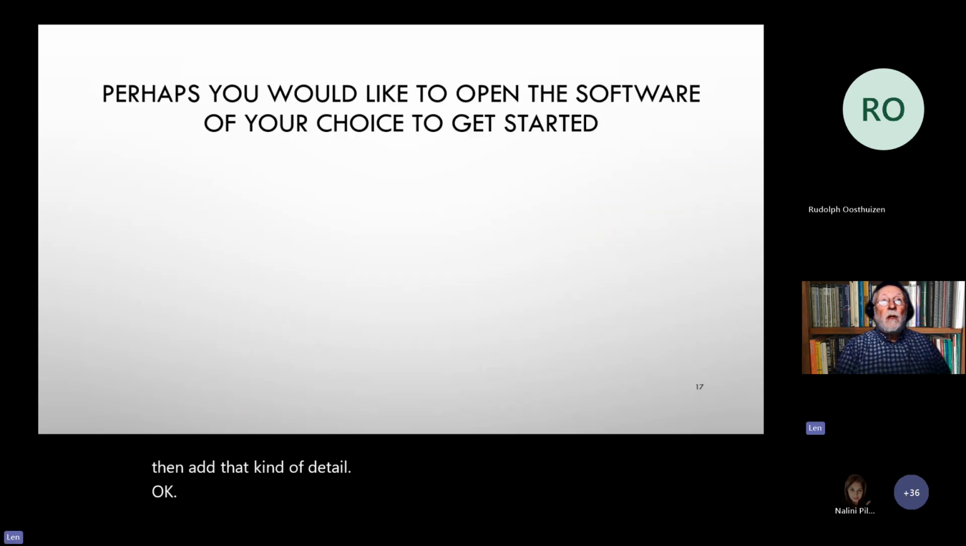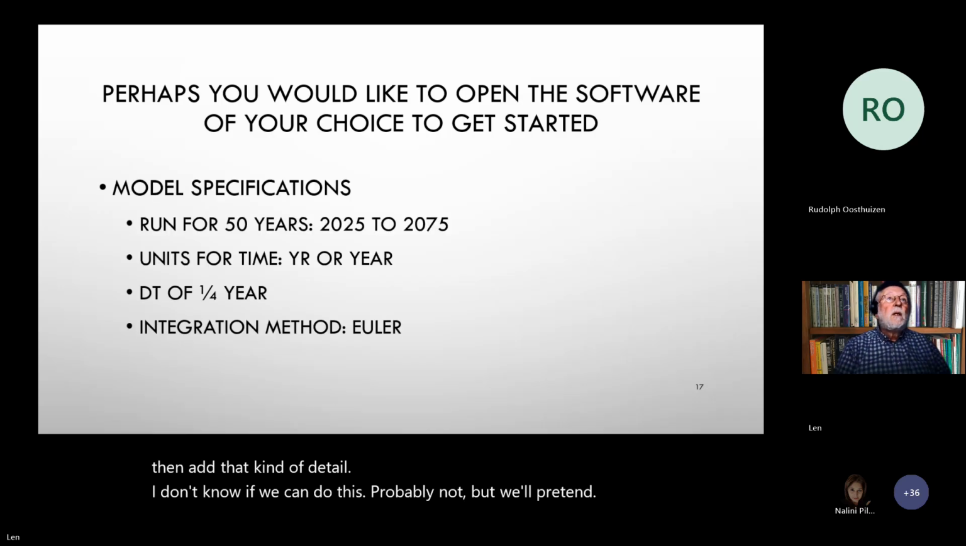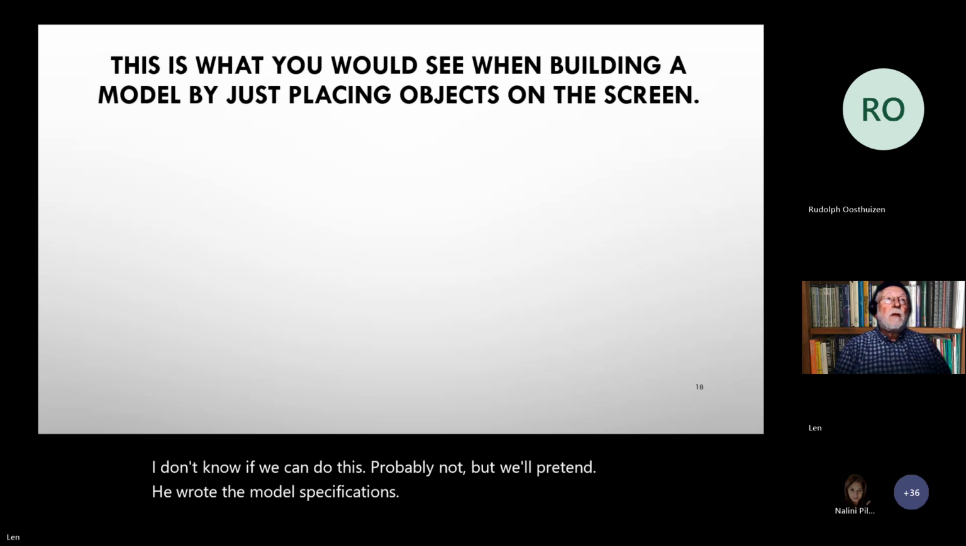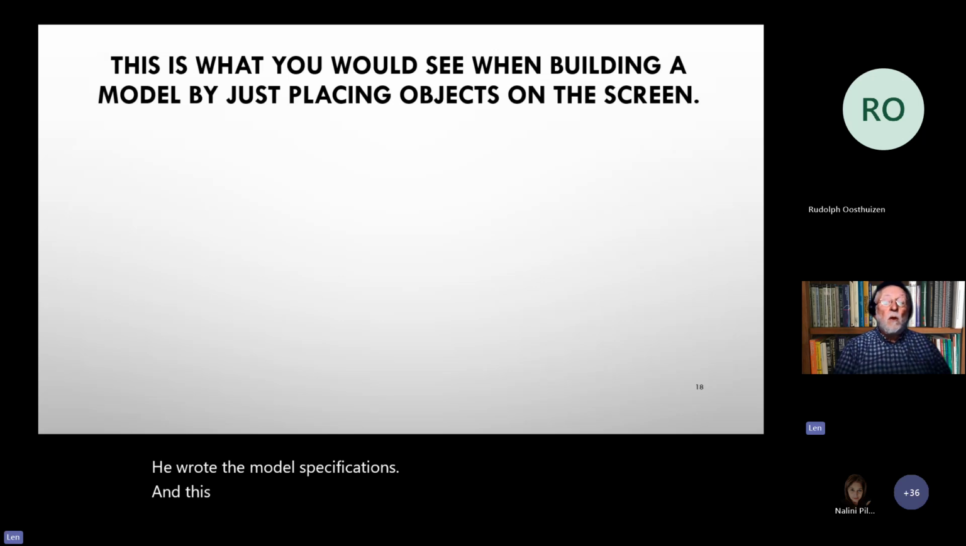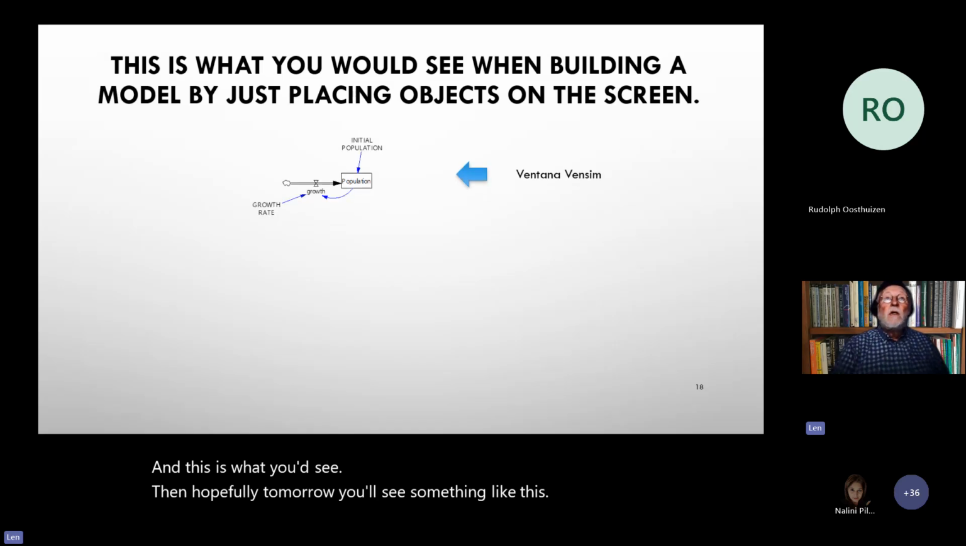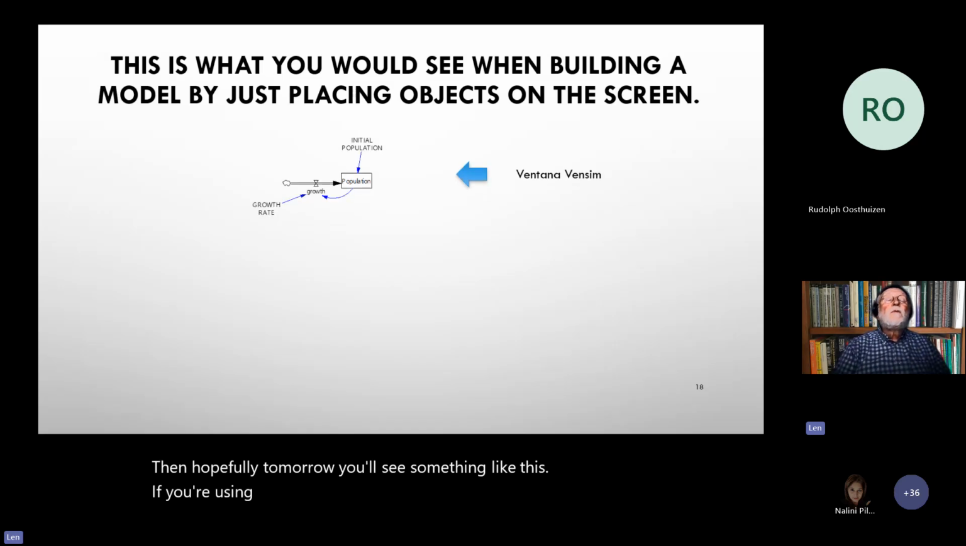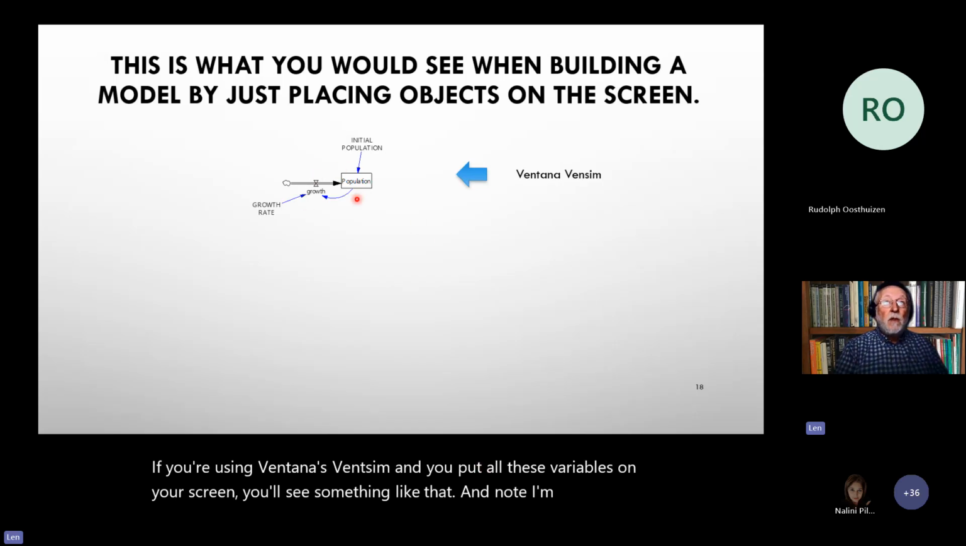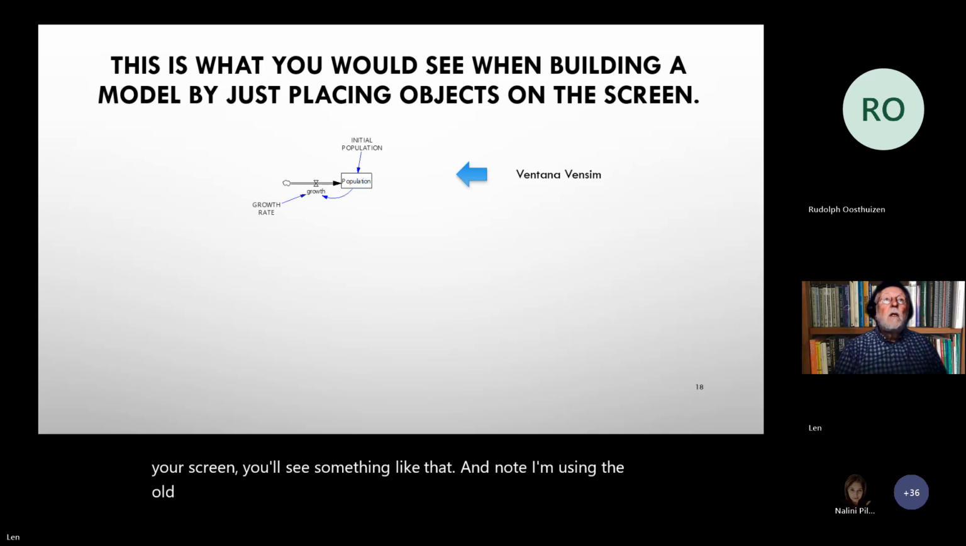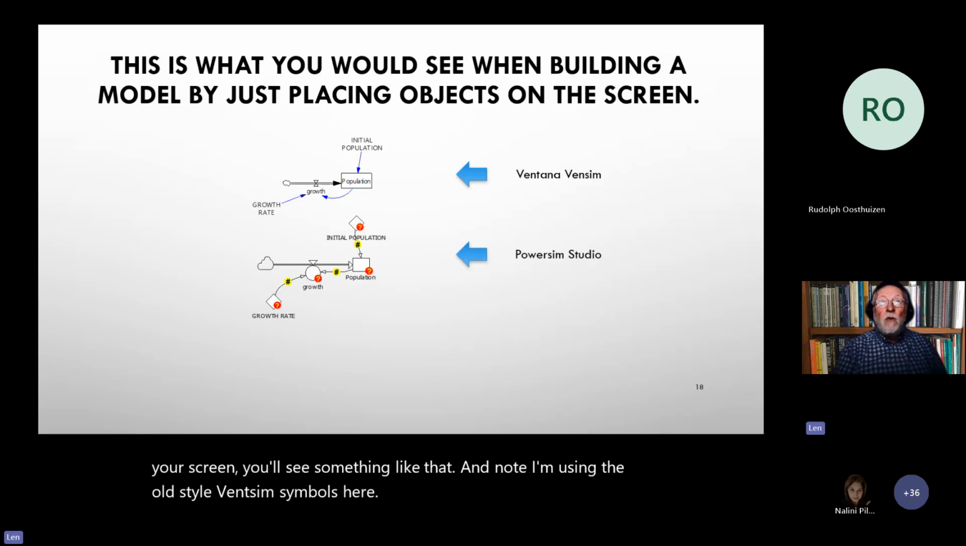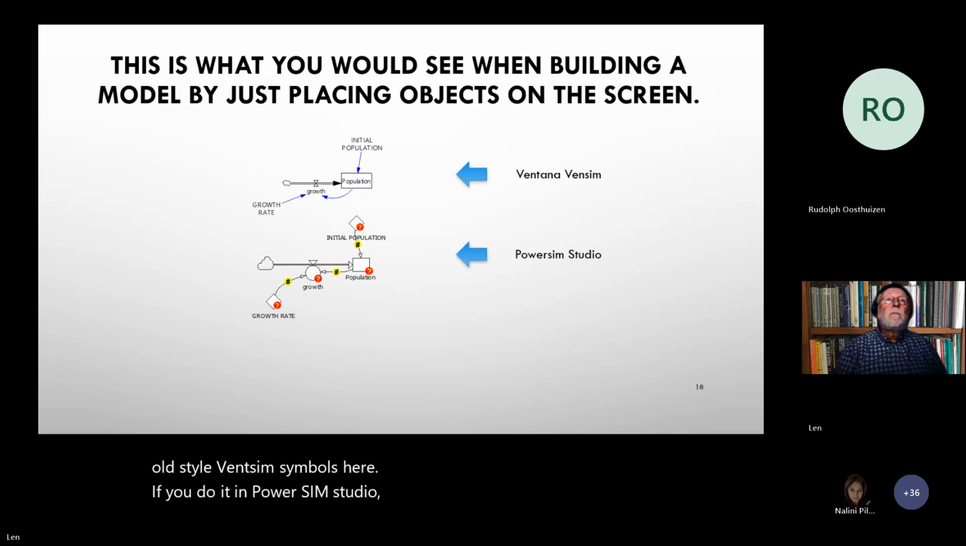I don't know if we can do this, probably not, but we'll pretend. Here are the model specifications. And this is what you'd see. And hopefully tomorrow you'll see something like this. If you're using Ventana's Vensim and you put all these variables on your screen, you'll see something like that. And note I'm using the old style Vensim symbols here. If you do it in PowerSim Studio, this is what you'll see.